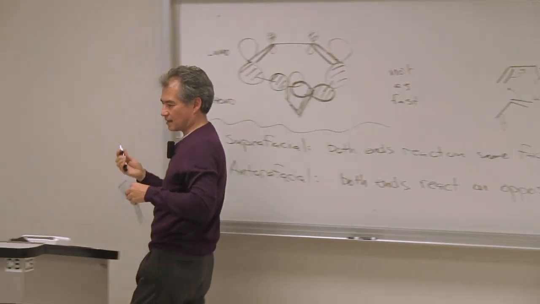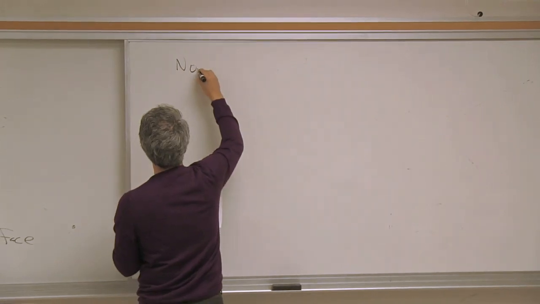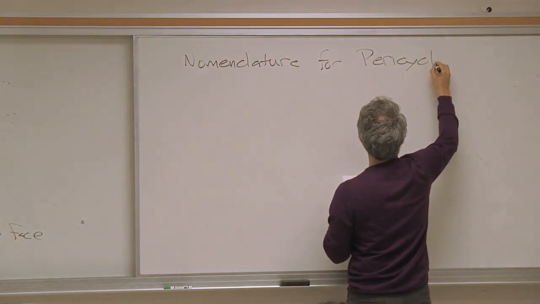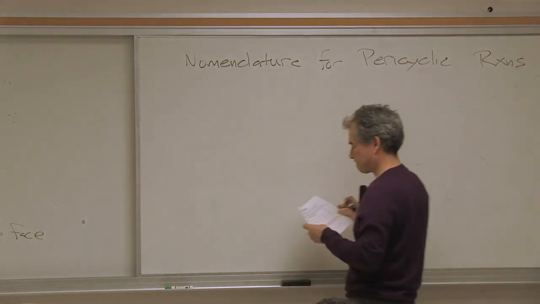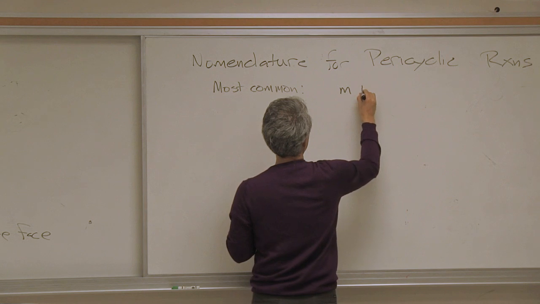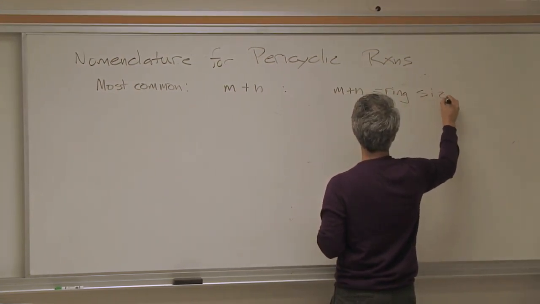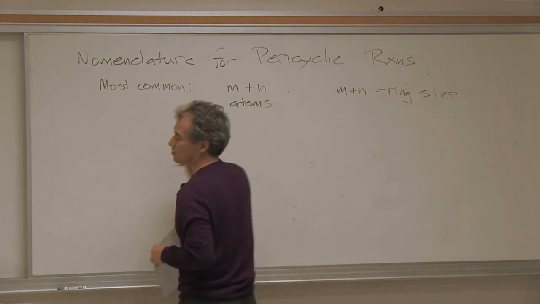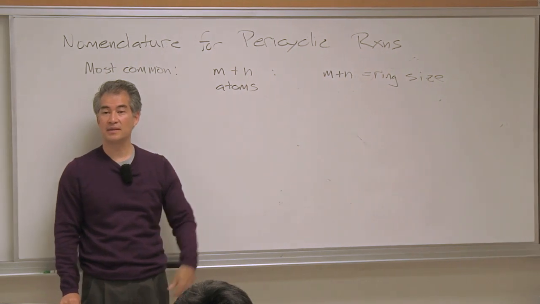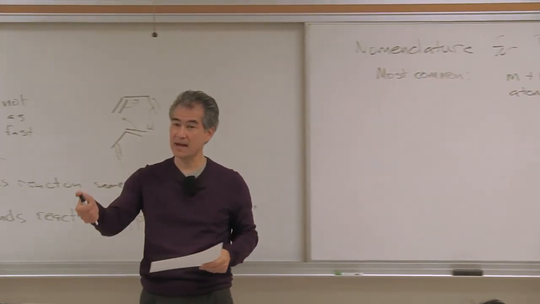Okay, so let's talk about this nomenclature. I've referred to 4 + 2 and 4 + 4. And I want to contrast two different types of nomenclature for pericyclic processes. The most common nomenclature that's used for pericyclic reactions is the atom counting nomenclature, where I have two components that react with each other, one that has M atoms and the other that has N atoms. This is very simple, 4 plus 2. A Diels-Alder reaction is a 4-atom component plus a 2-atom component, and the ring size is the sum of those.